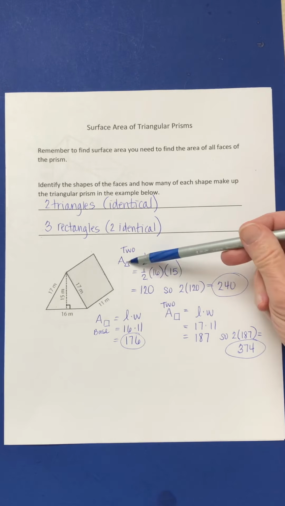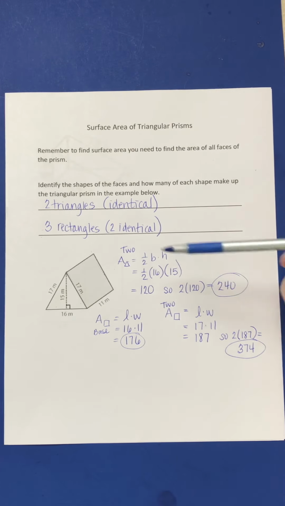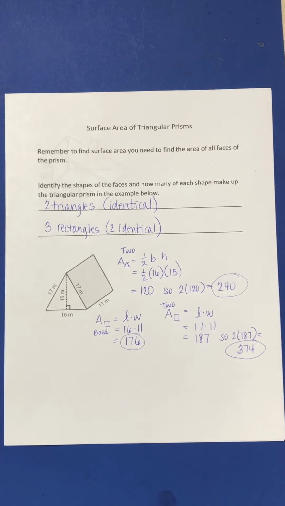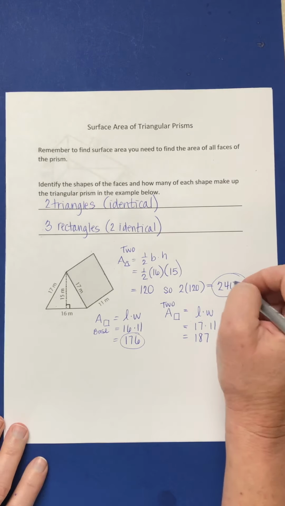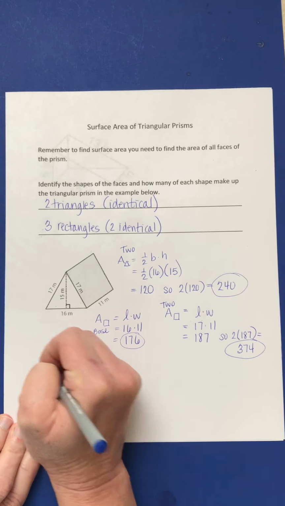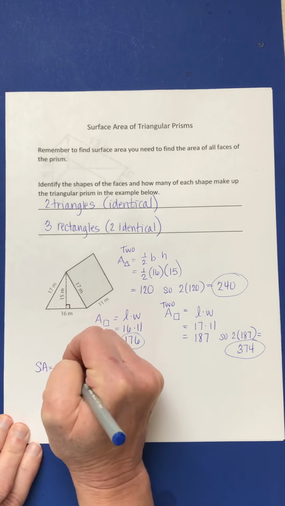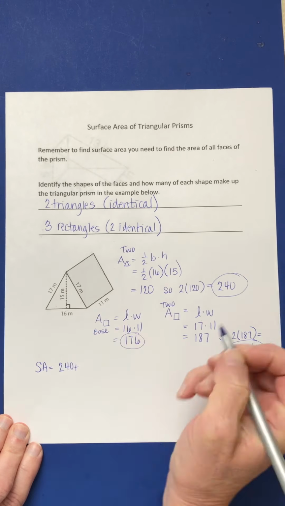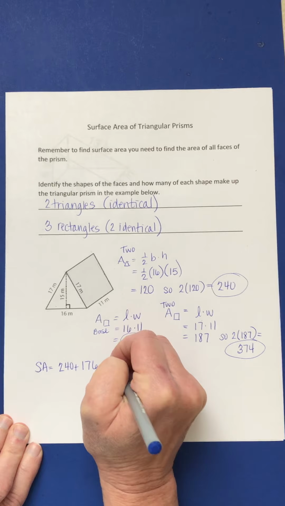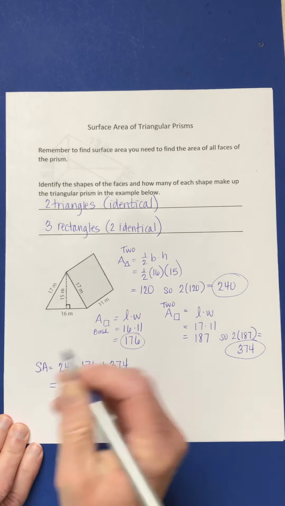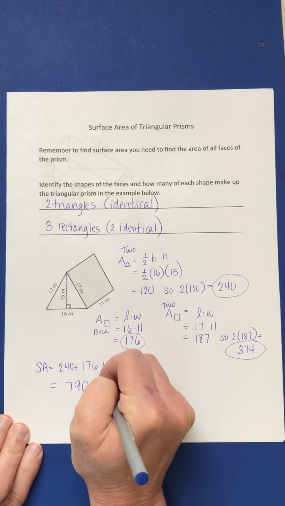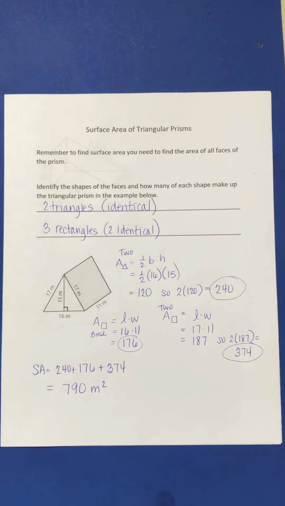Remember, there were 2 triangles. Make sure we have our 5 parts. There were 2 here, so 2 and 2 is 4, and this one will give us 5. So if I add these 3 numbers together, since we had some matching, our surface area is equal to 240 plus 176 plus 374. If we add those all together, we're going to get 790 meters squared.